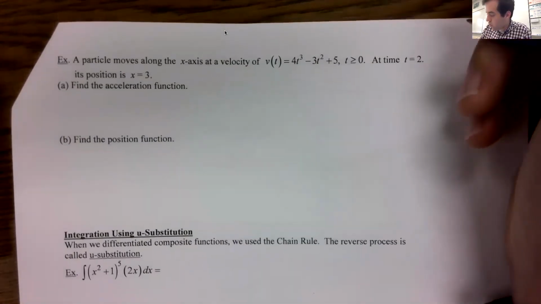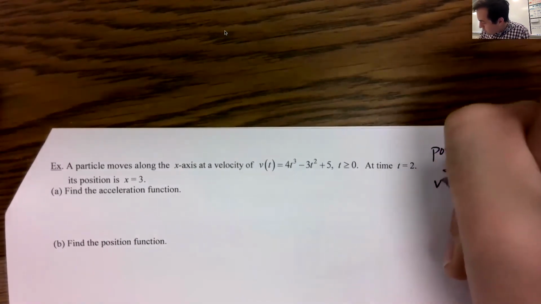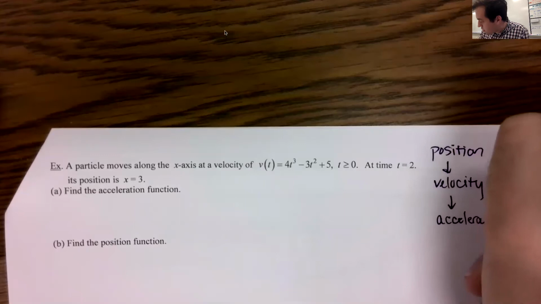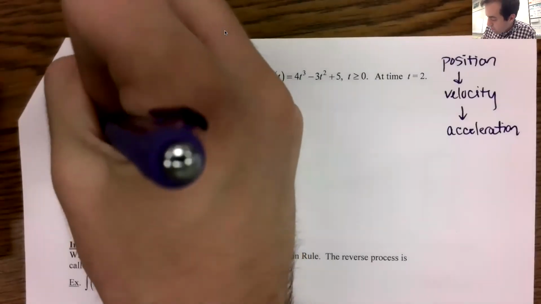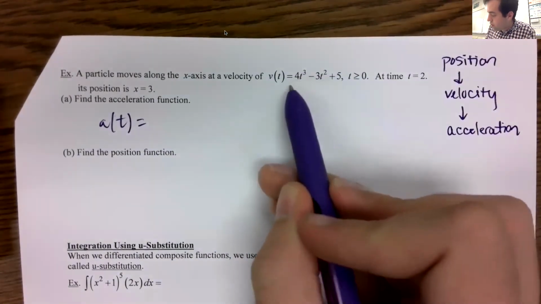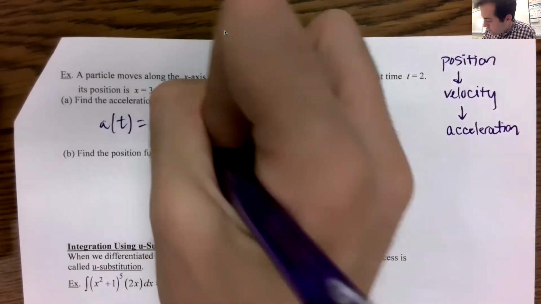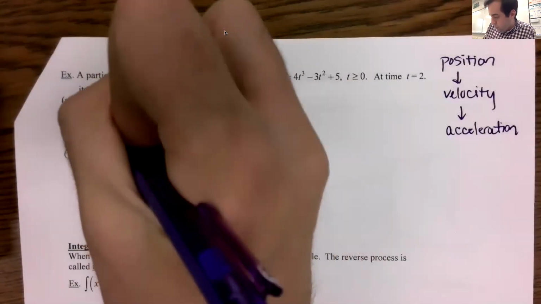Because the order goes position, velocity, acceleration. So if I have the velocity, the derivative would be the acceleration, the integral would be the position. We can always go up or down this chart using derivatives or integrals. So our a of t is going to be what? We got to remember back to our derivative rule, so it's going to be 12t squared minus 6t, and the 5 goes away. So there we go.